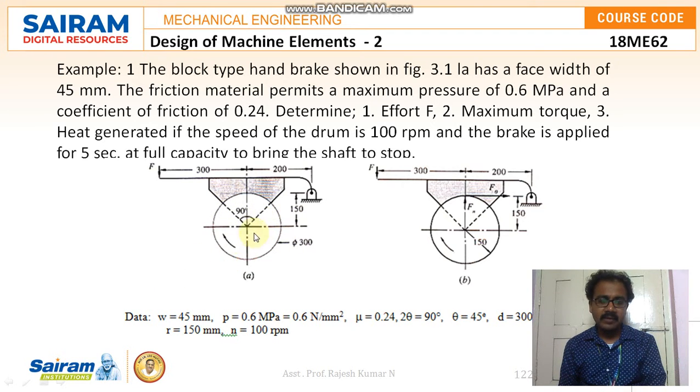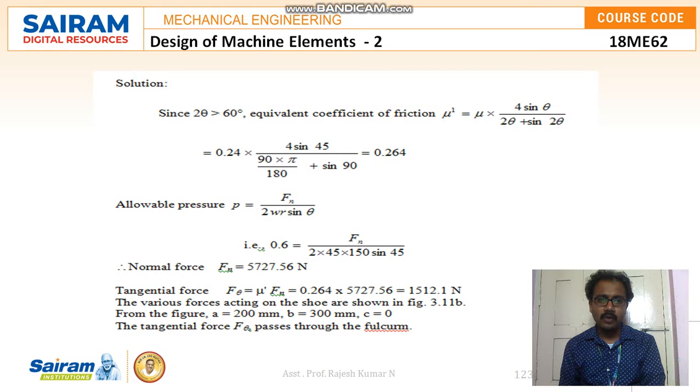Hope you remember, whenever we solve this, if 2 theta is greater than 60 degree, we need to go with the equivalent coefficient of friction. So since 2 theta is greater than 60, instead of the normal coefficient of friction, we should go with the equivalent coefficient of friction with the formula mu dash equal to mu into 4 sine theta divided by 2 theta plus sine 2 theta. Here 2 theta is 90 degree, so theta would be 45 degree. So mu, that is 0.24, into 4 sine 45 degree divided by 2 theta, since it is in degrees, convert into radians, so 90 into pi by 180, plus the sine of 2 theta, so sine of 90. After simplification, we get the equivalent coefficient of friction mu dash as 0.264.